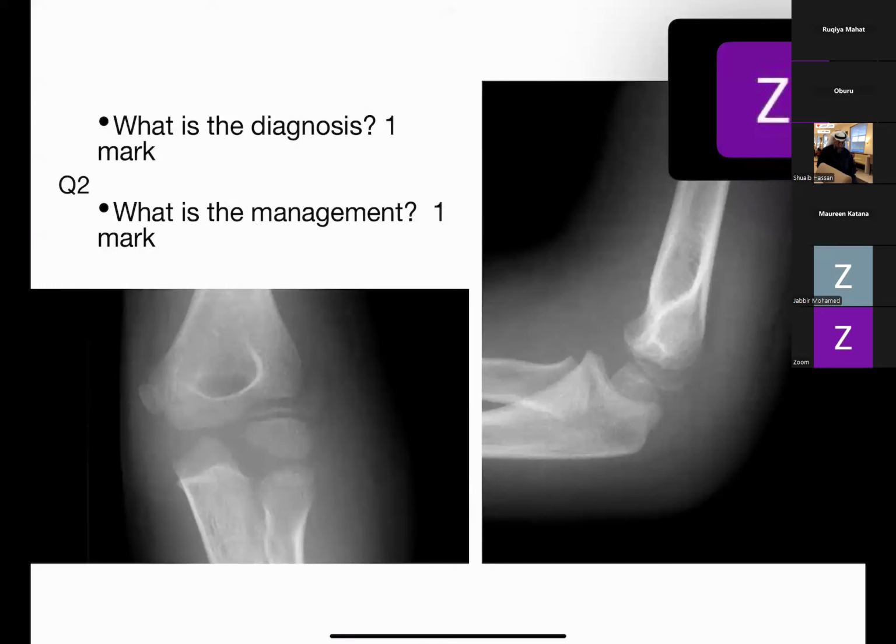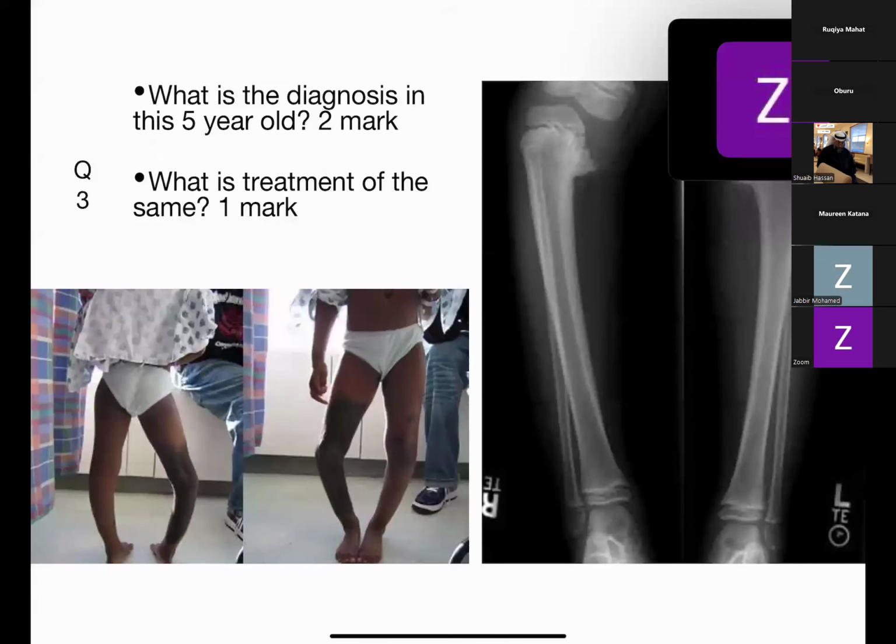Yeah, but this specifically is a lateral mass fracture. And it's a fracture that we don't want to miss. Okay? What is the diagnosis in this young man?